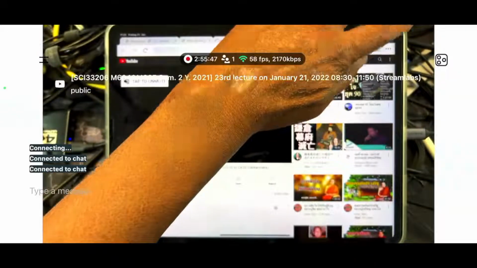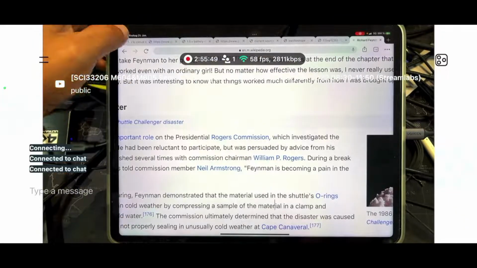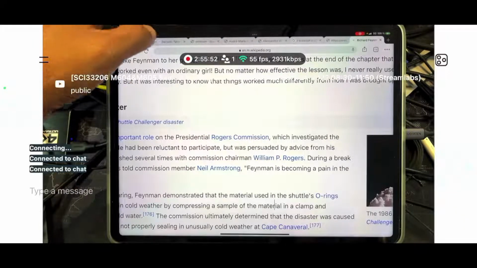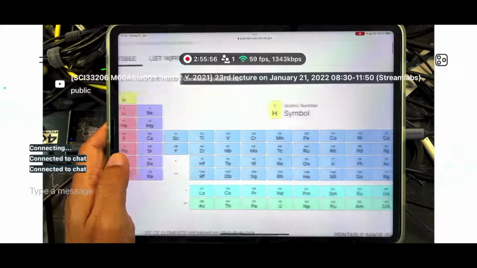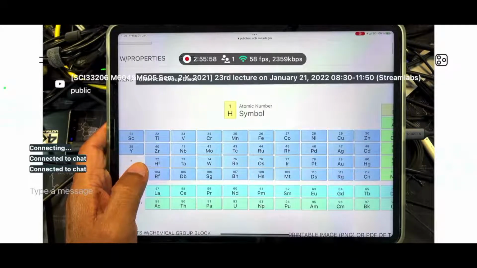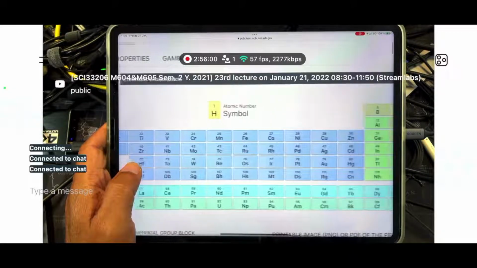Oh, I don't understand why. Cadmium. Cd, cadmium, right? Where is that? Cd.